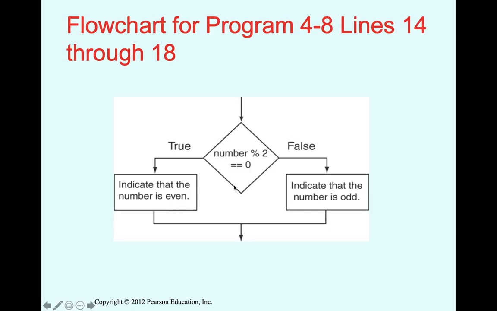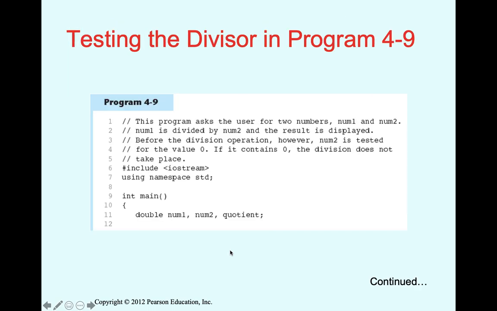So this is a flow chart. If the number modulus 2 is 0, you do something. If it's not, you do something else, and then you continue in both cases.